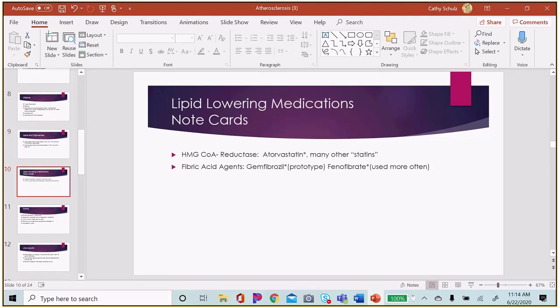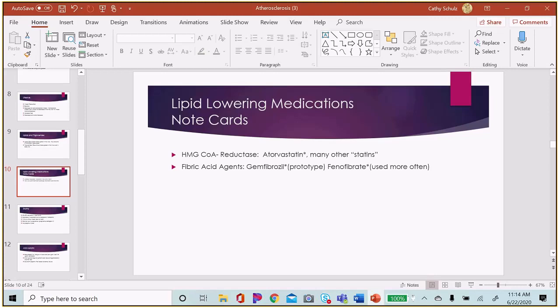Those are the two classes of medications. HMG-CoA reductase inhibitors are the family of statins. Our prototype is Atorvastatin, which is Lipitor. That was the first one that was made. There are other statins, and so you might see them in other places, but Atorvastatin is the one that will be on our exam.